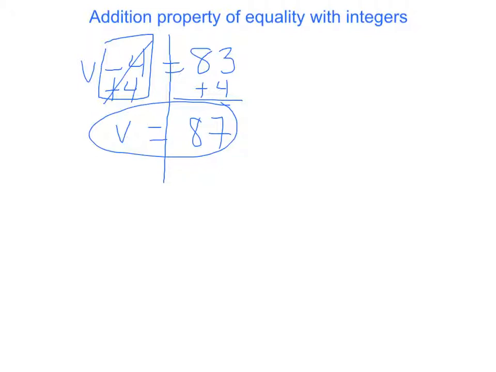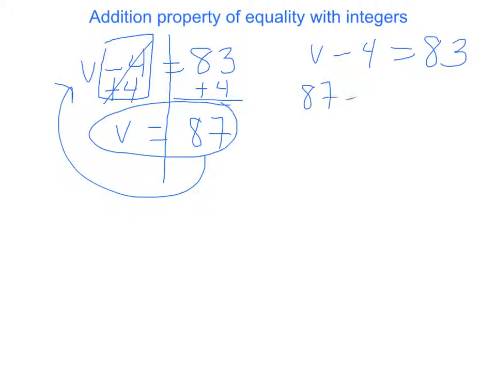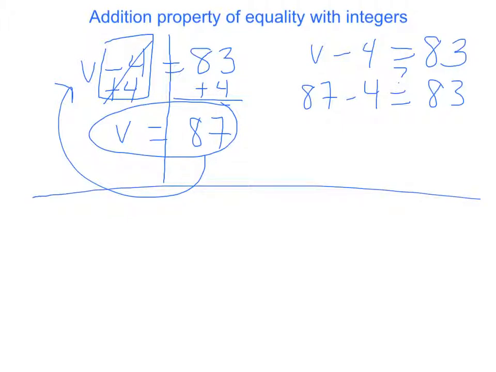If we wanted to check our answer, we could take the 87 and put it into the original equation and see if it makes sense, and it should come out to be true. So we found that v is 87. 87 minus 4, does that equal 83? If you figure it out with a calculator or on your hands or just math facts, you'll realize that it does. Alright, let's try another one.